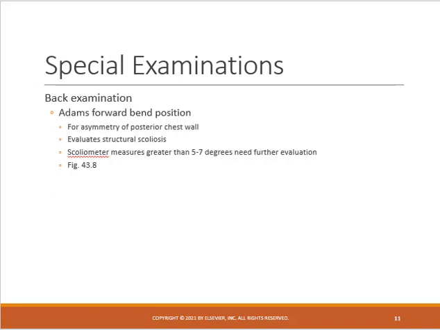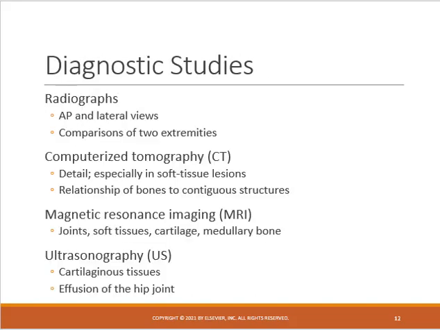To check the back, you're going to want to perform the Adams forward bend position, and that's looking for asymmetry in the posterior chest wall, and we're evaluating for scoliosis, structural scoliosis at that time. Diagnostic studies can play an impact in the care that you're giving for musculoskeletal issues.